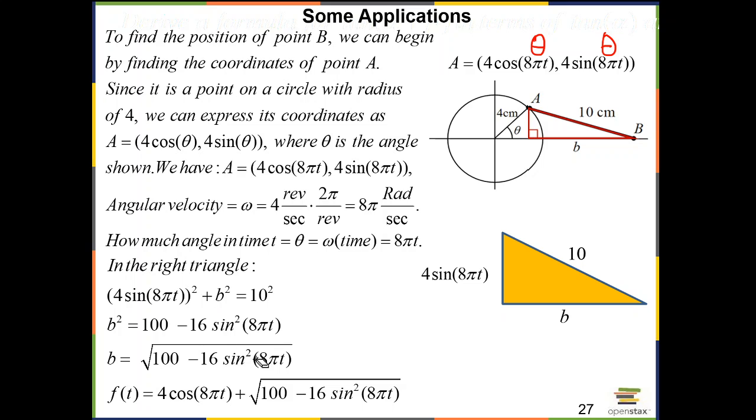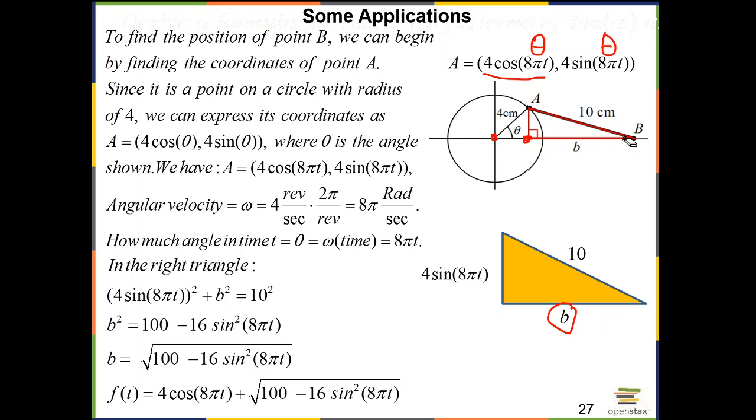So this is b, right? That's the b part of it, but we wanted the distance from what? From here, right, to here. And we know from here to here is that cosine, right?